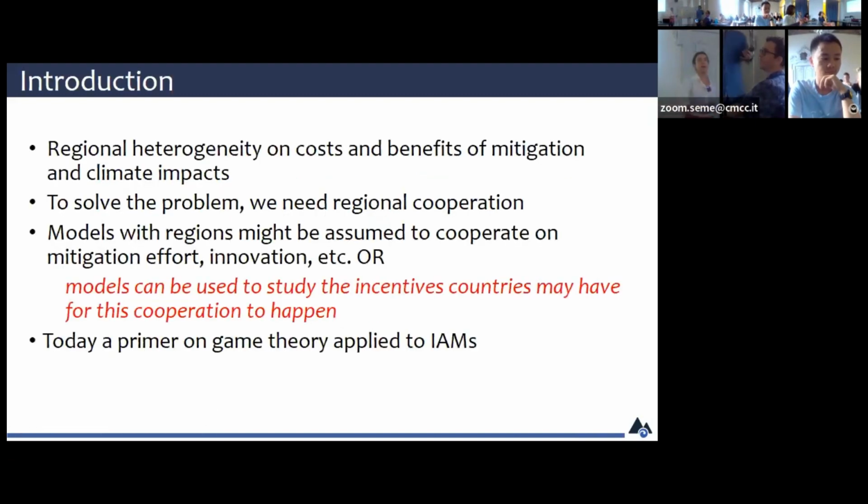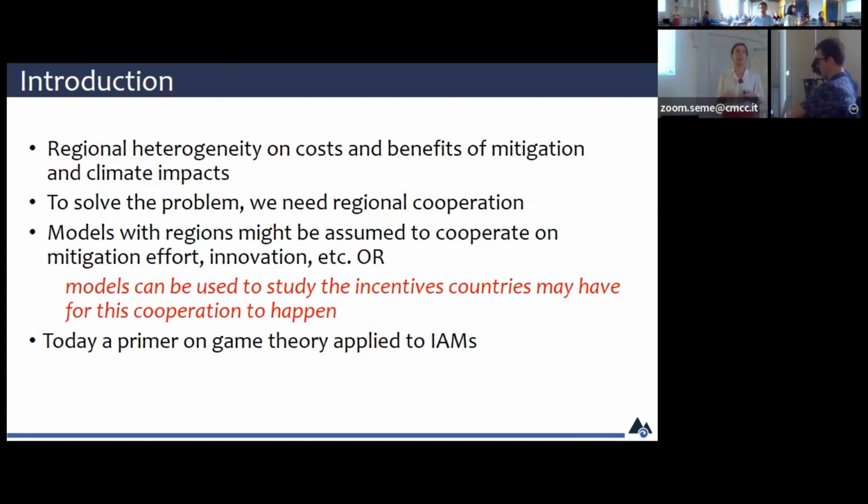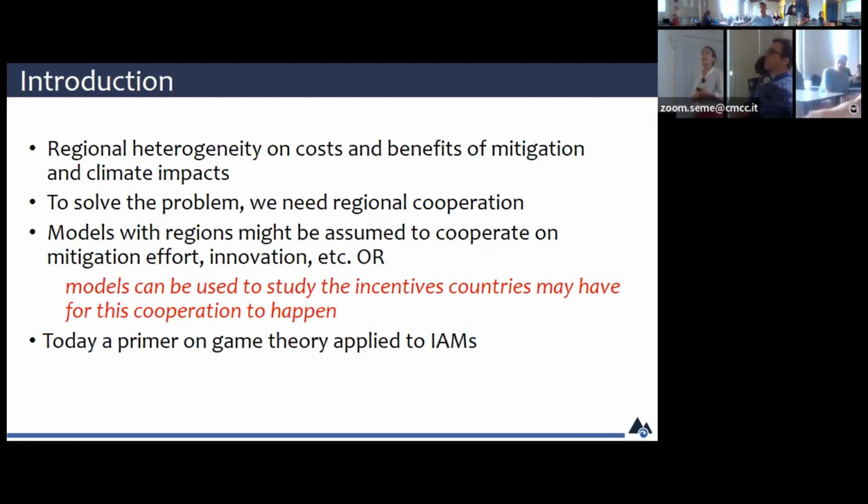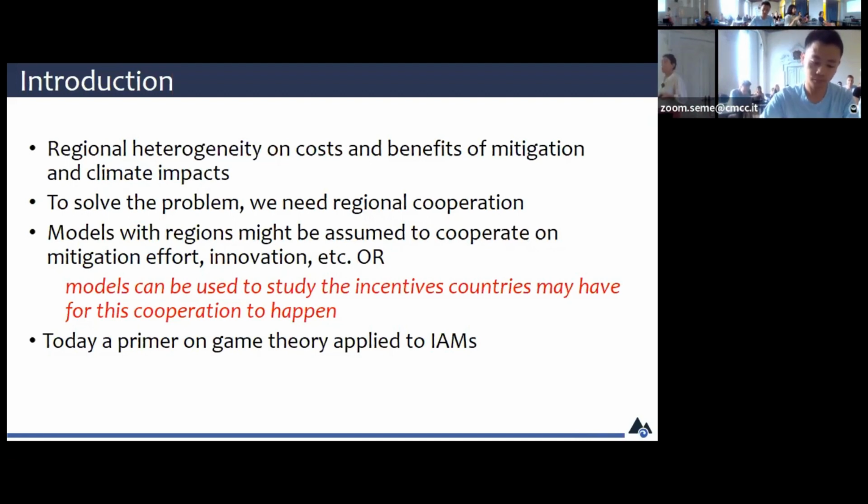The reason why one wants to play with game theory is that there is a lot of heterogeneity. I'll show you some of this heterogeneity in a second. And yet we need all the countries to cooperate, but we don't have any international police to enforce an agreement. So we need to study incentives because we need cooperation across regions, but we have heterogeneity, and we do not know how to enforce this cooperation.